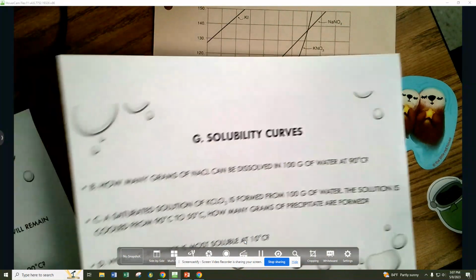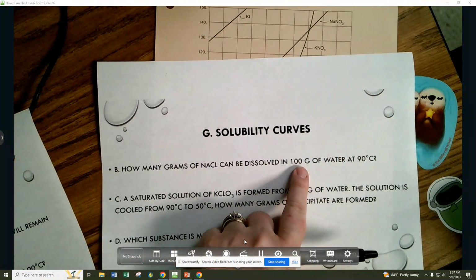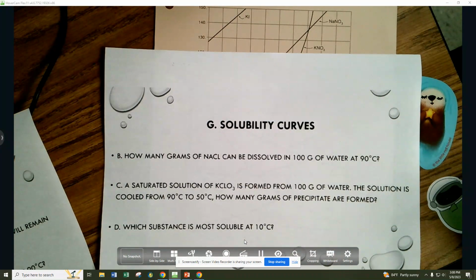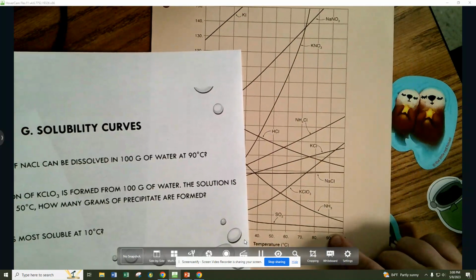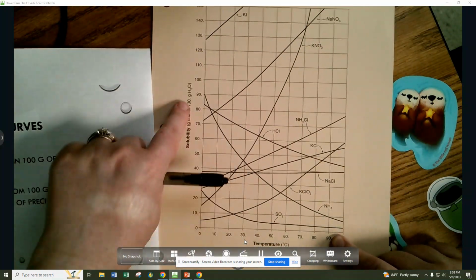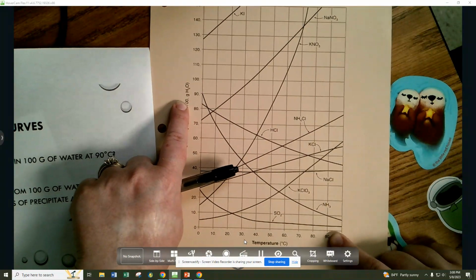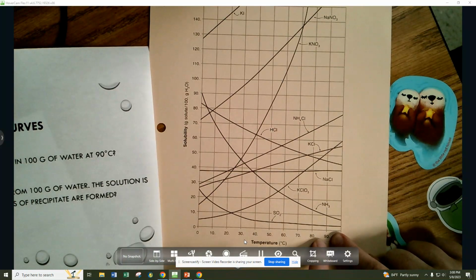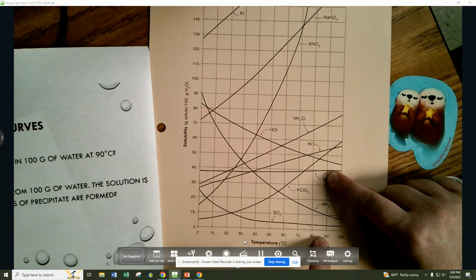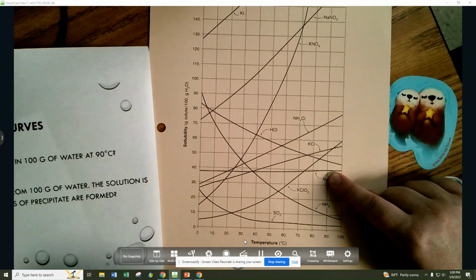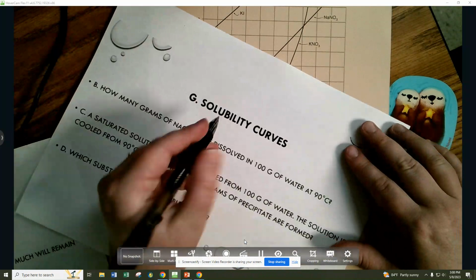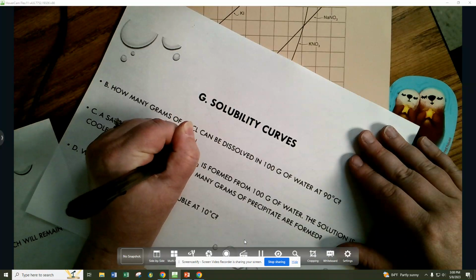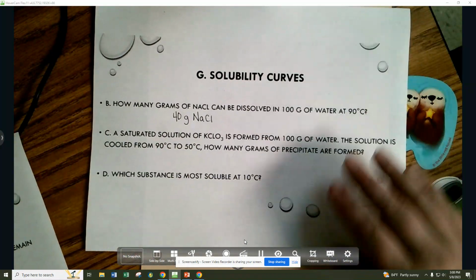B asks, how many grams of sodium chloride can be dissolved in 100 grams of water at 90? So we're looking at, to make a saturated solution, how much should we add? We know that it's being done at 90 degrees. I know that it's per 100 grams of water, so that doesn't change how I solve anything. And again, I'll explain more of what you do later. And we're talking sodium chloride. So we find 90, we go up to where it crosses with sodium chloride, which looks like it's happening at 40 grams. So you are able to dissolve 40 grams of sodium chloride, and after that, it would not be able to dissolve and it would settle out to the bottom.